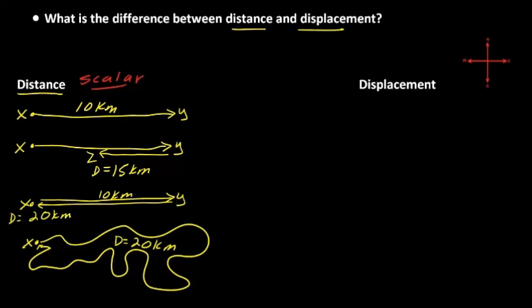Now let's take a look at displacement, and we'll use the same scenario each time. So in the first scenario, we started at our origin, which was point X, and we traveled all the way over to point Y, and that was a distance of 10 kilometers. But the displacement is not just 10 kilometers. The displacement in this case is 10 kilometers east.